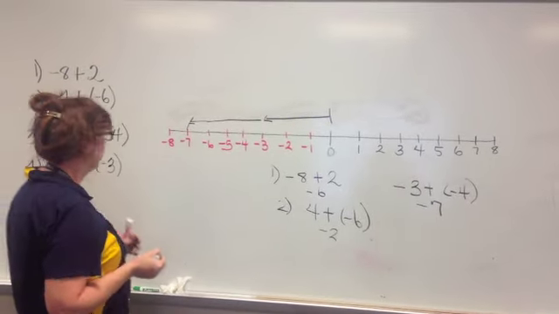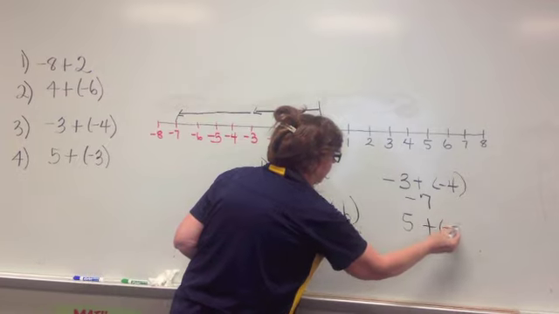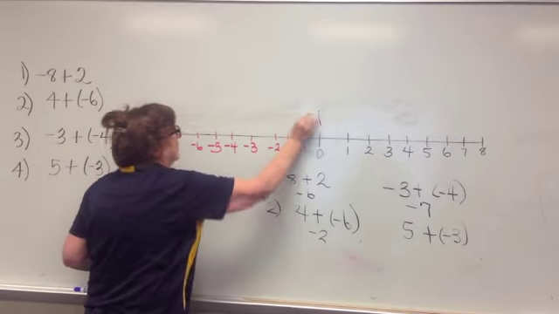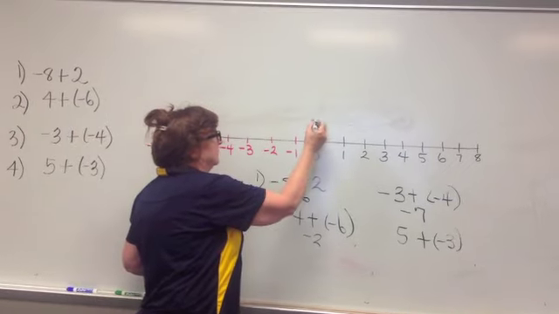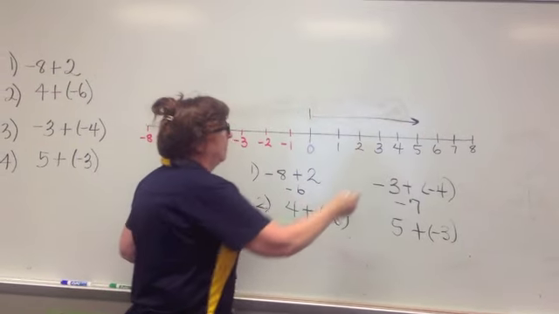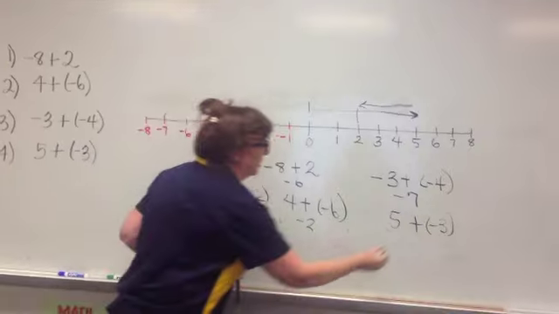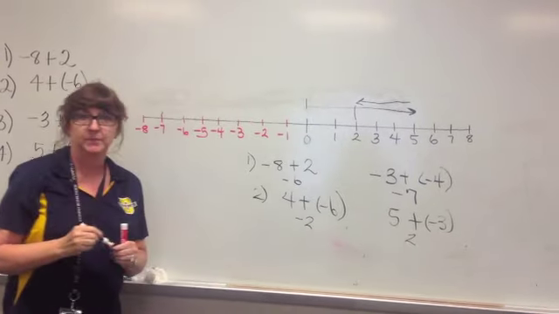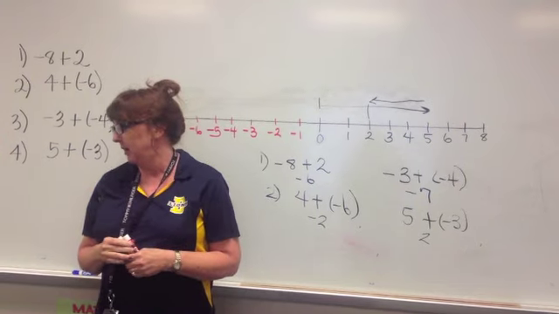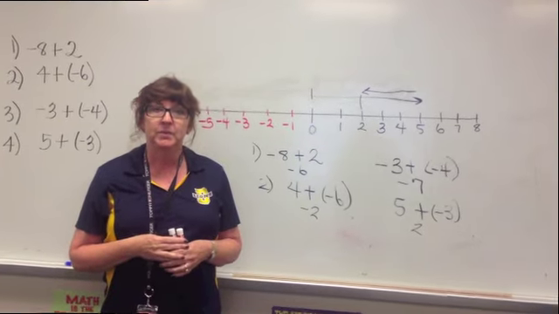Our last number line problem is 5 plus negative 3. So I'm going to start at 0. I'm going to go over 5. And then I'm going to go back 3. 1, 2, 3. Where am I at? I'm at 2. So our answer is 2. On your paper, there are 2 more problems, I believe. 2 word problems. Go ahead and solve those and check your answer. And then we'll put the answer up and you'll see how you did.